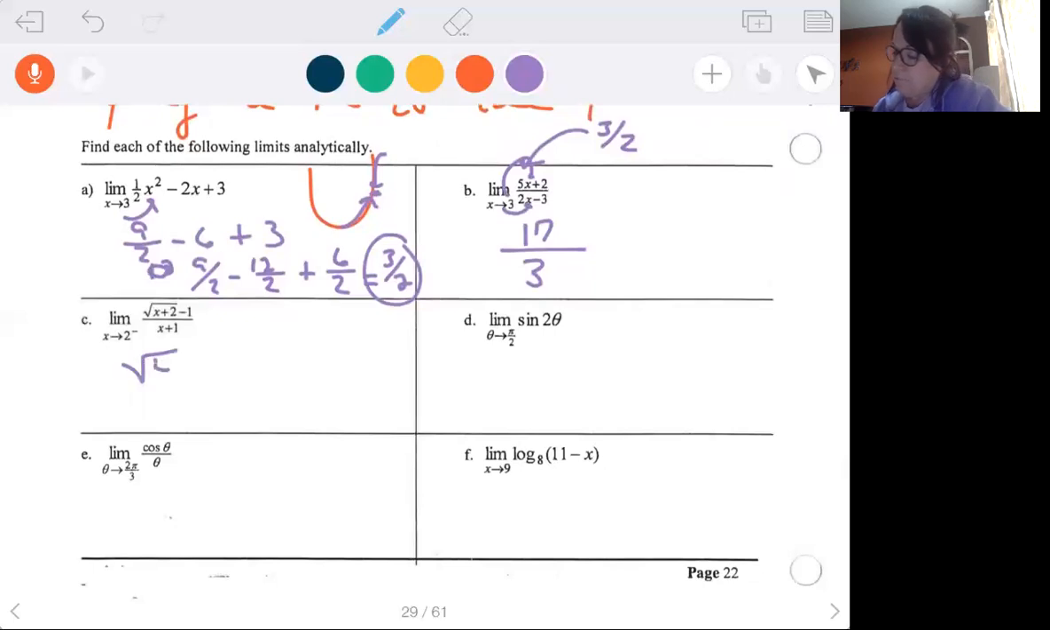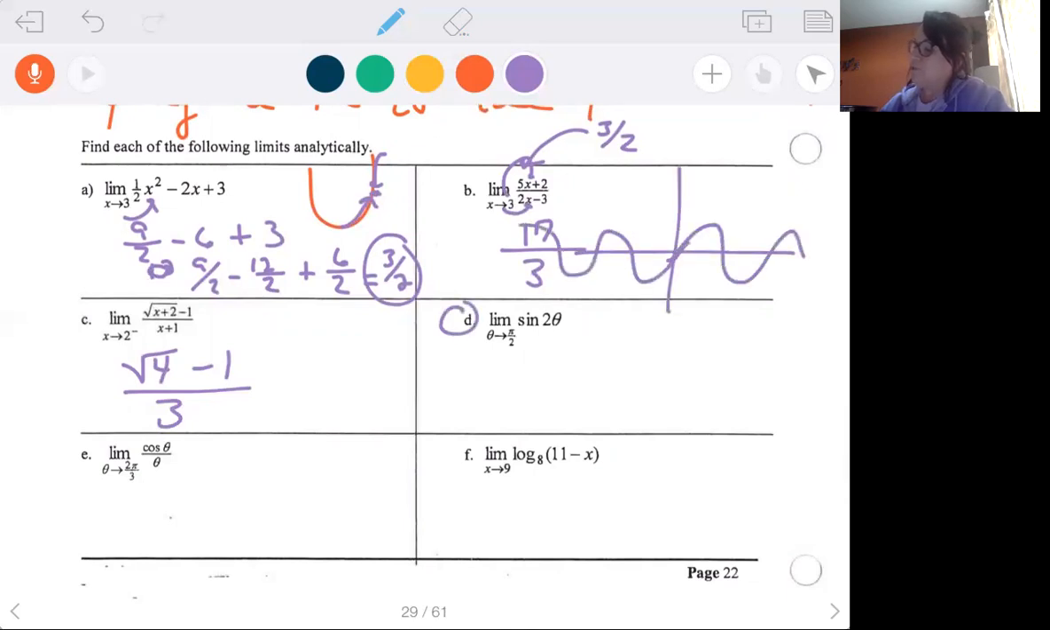I'll get the square root of 4 minus 1 over 3, 2 minus 1 over 3. It's easy, right? Now be careful with the trig functions. However, we do know that the sine wave and all of its transformations is smooth and continuous everywhere. So it means you just need to know your unit circle. So I can just directly plug this in.